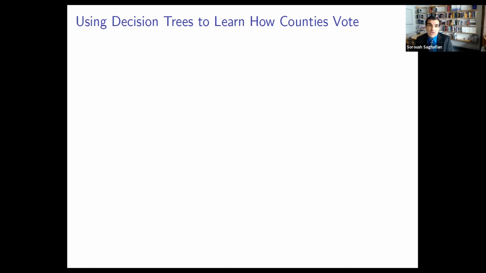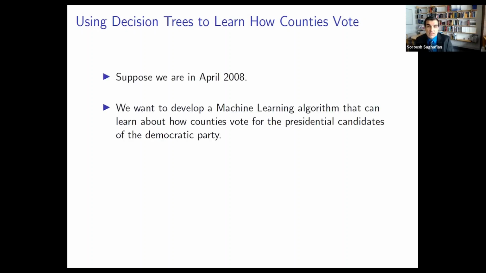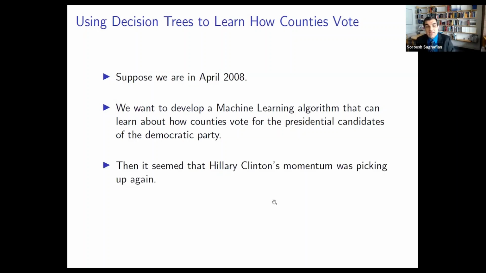You can influence how people vote. So this was done actually in 2008, and here the researchers wanted to develop a machine learning algorithm that can learn about how counties in the US vote for the presidential election. And at that point, it seemed that Hillary Clinton's momentum was picking up. So people were like, okay, is she going to be able to beat Obama and become the president, or at least the nominee for the Democratic Party?